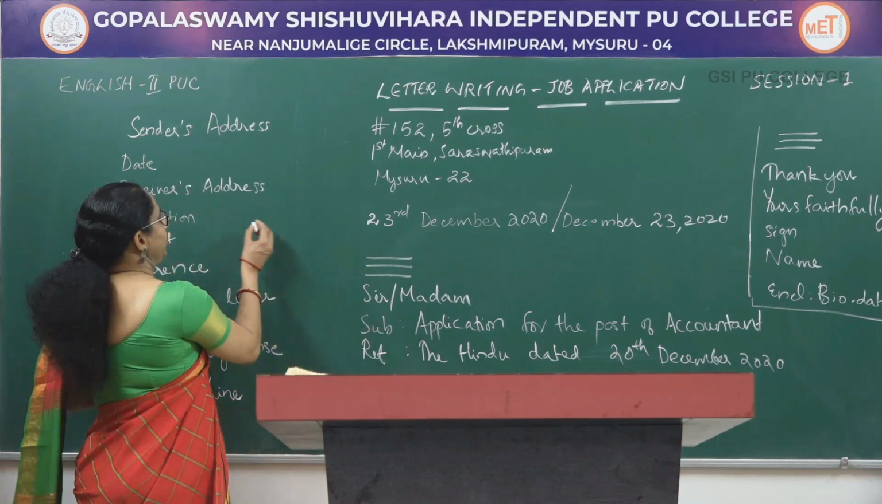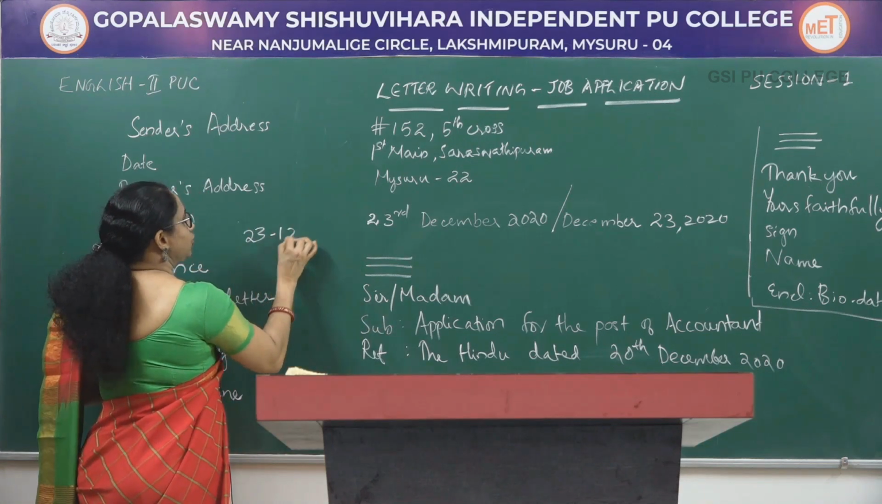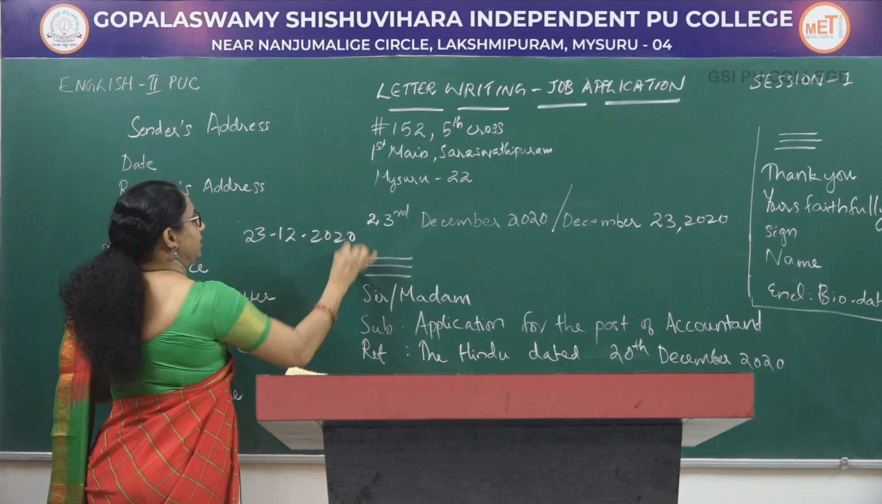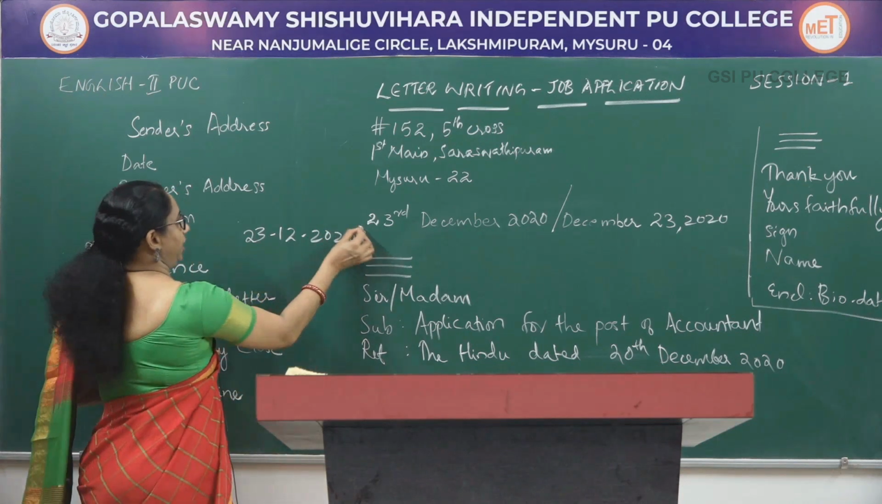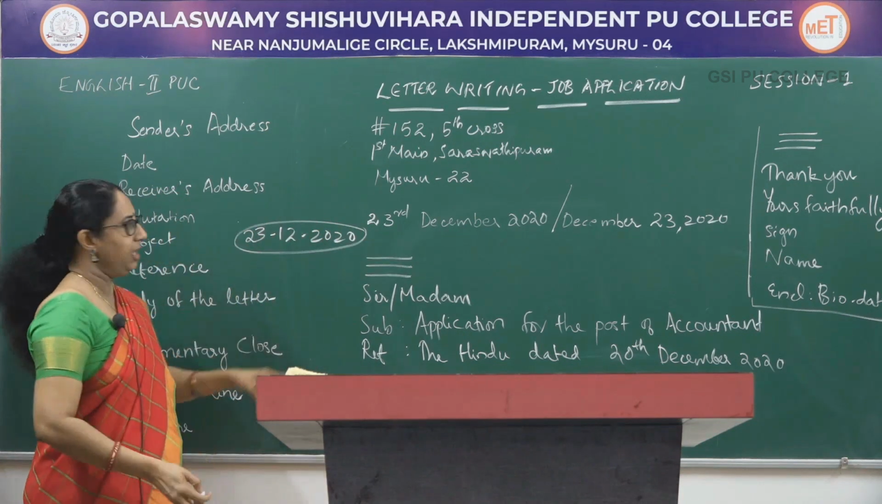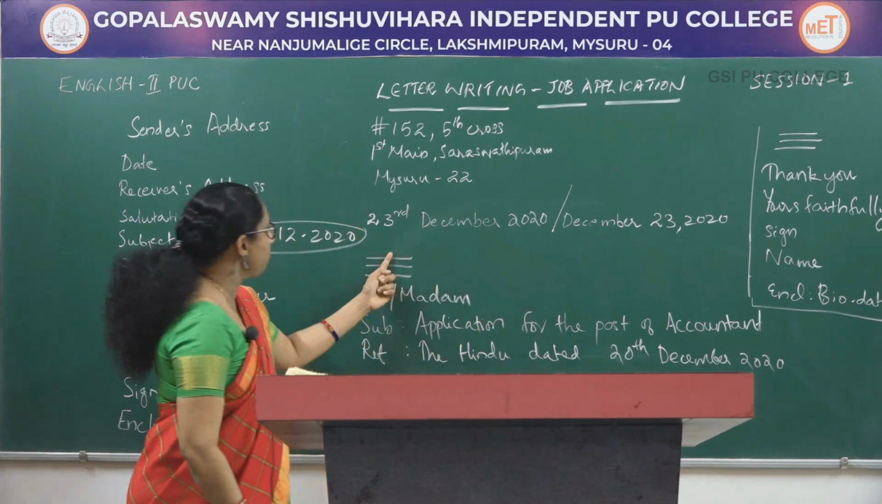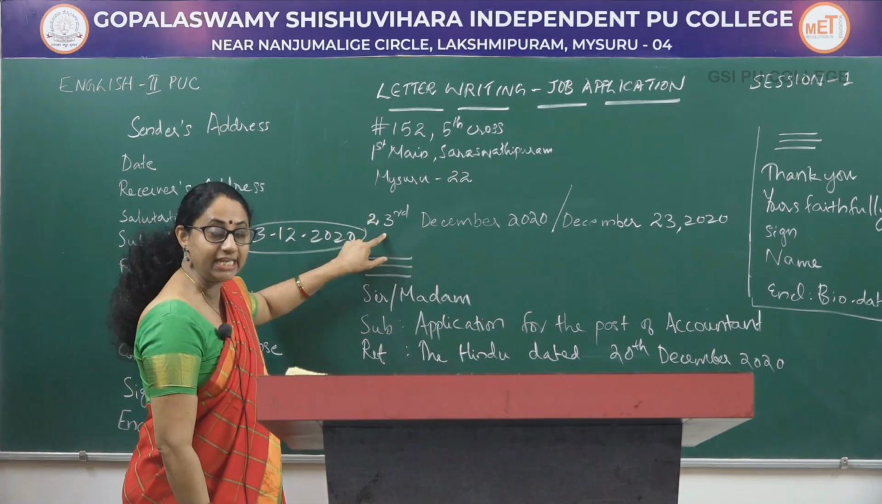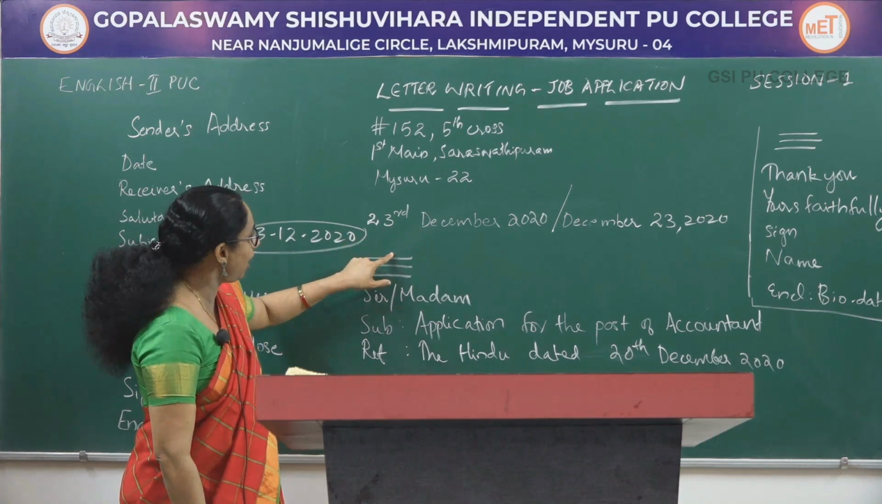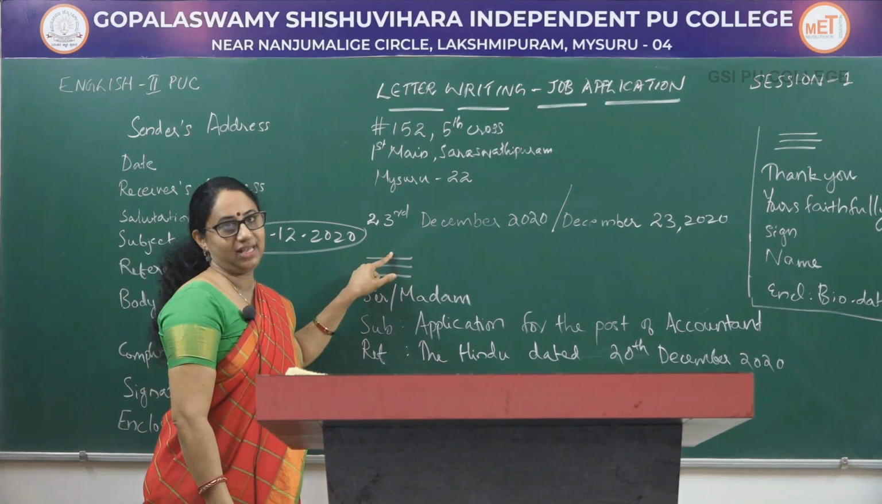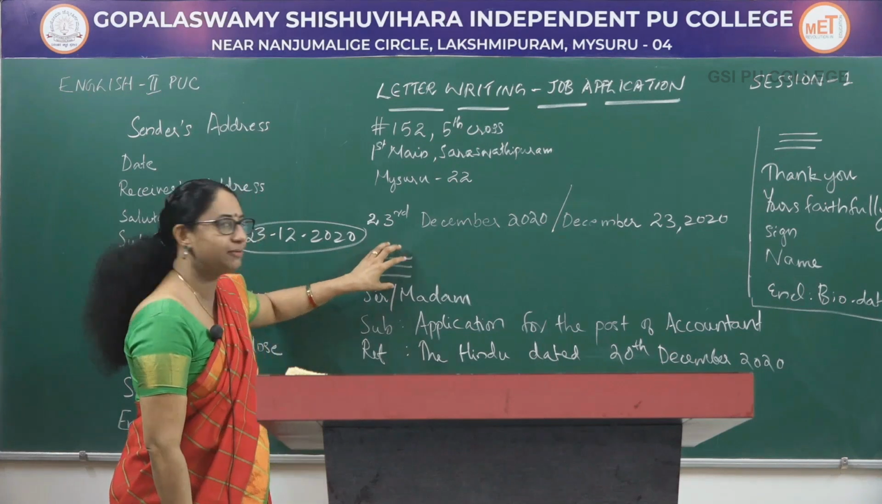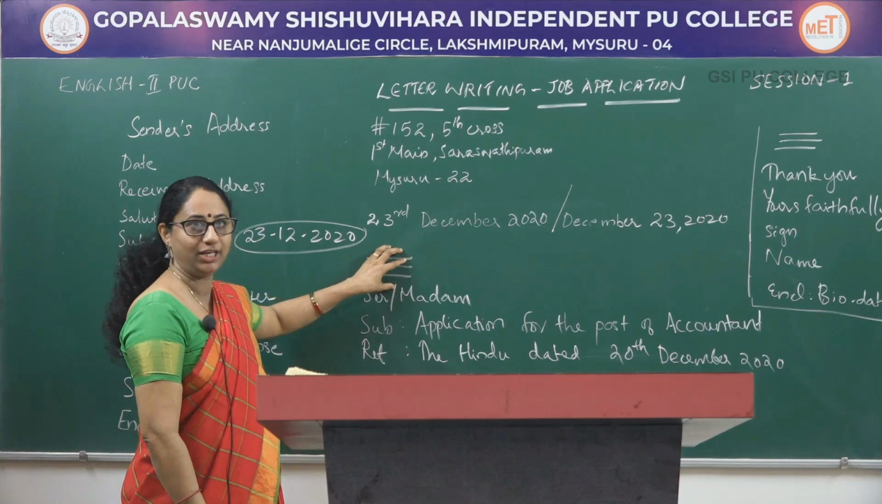These are the two ways in which we write the date in a formal letter. You should not write 23/12/2020. This is not the way to write it. Okay? You can write it in these two ways. Next comes, after writing the date, leave a line and then write the receiver's address. I have left it blank. We'll come to that. We'll see a model later.